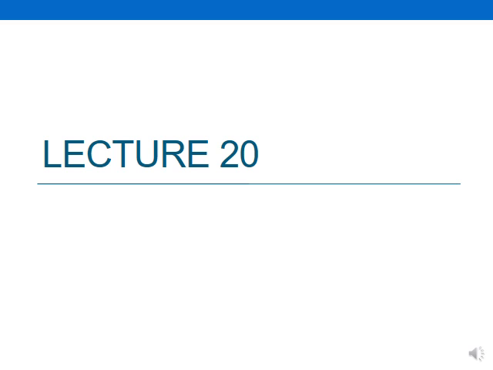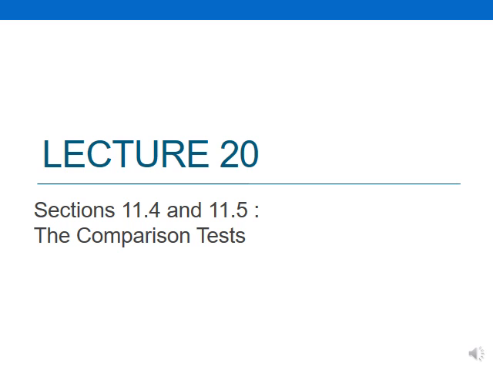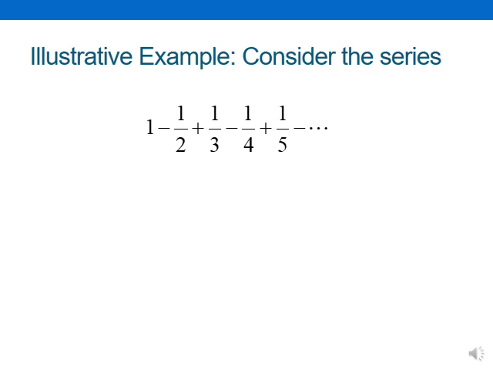Hello, in this lecture we want to cover sections 11.4 and 11.5 about comparison tests. In this part we're going to learn how to deal with series whose terms are not necessarily positive. Of particular importance is the form of the alternating series, whose terms alternate in sign.